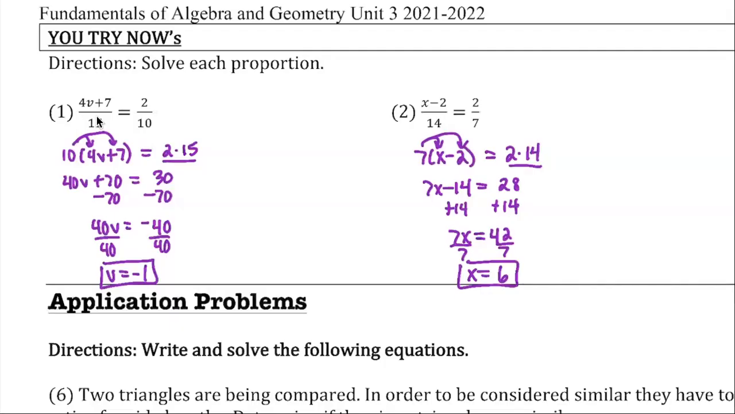All right, answers are up. For question number 1 here on this you try now, you should have got v equals -1. And for number 2, you should have got x equals 6. So if you did not get those, feel free to pause your video and call the teacher over. They can check it and kind of see what happened.